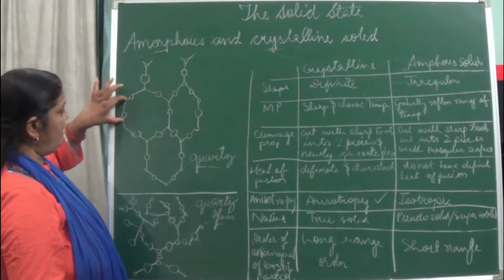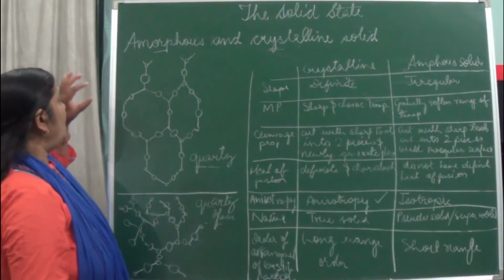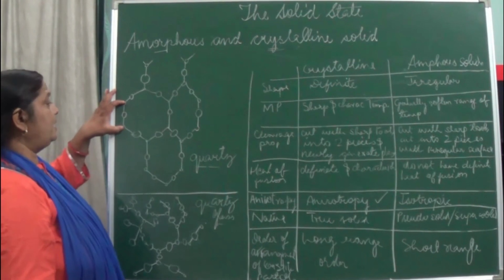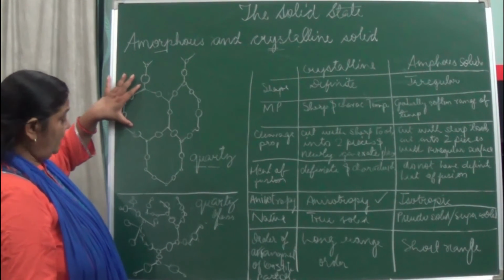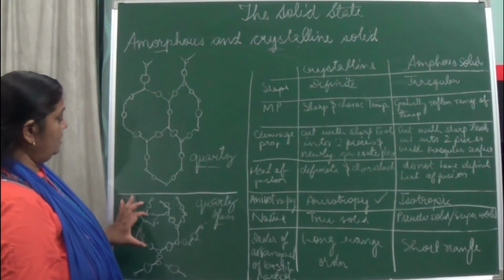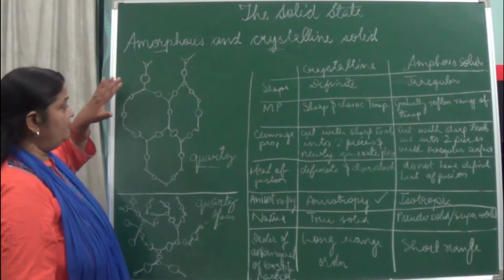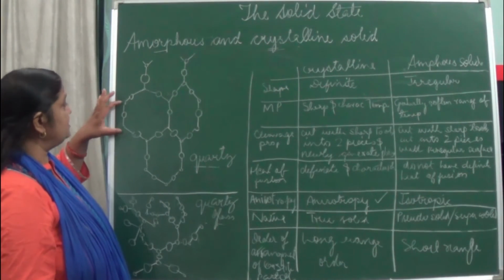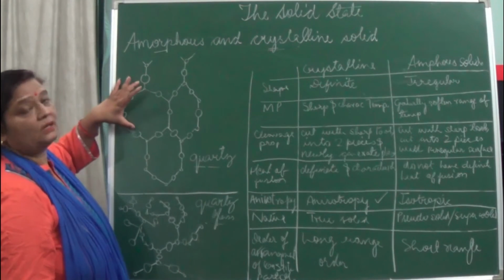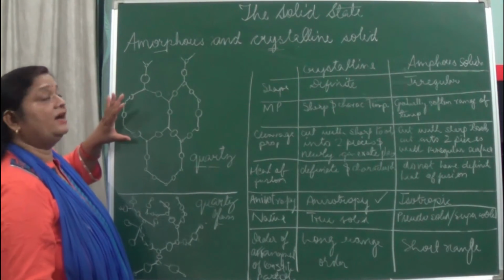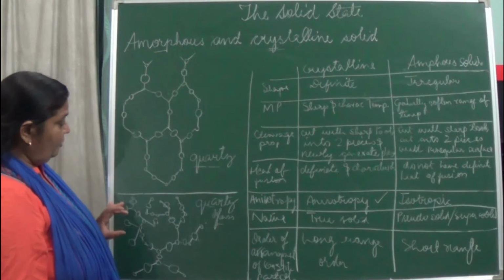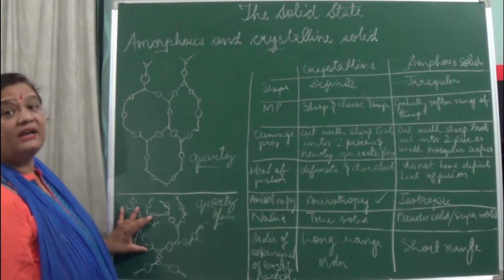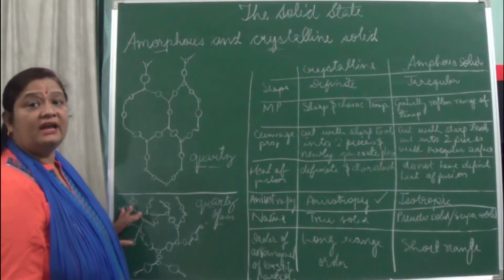Now, let us study the structure. You can see the arrangement of atoms in a crystalline solid. Here long range and short range arrangements are there. Here also you can see the short range and long range. So what is the difference between crystalline and amorphous? In crystalline solids, the short range as well as the long range are both similar and in a regular pattern. But in quartz glass, the short range is similar but the long range is different, and this gives it an irregular shape.